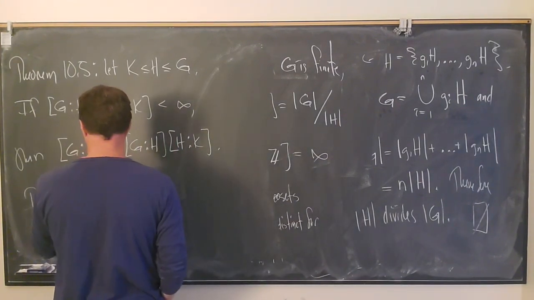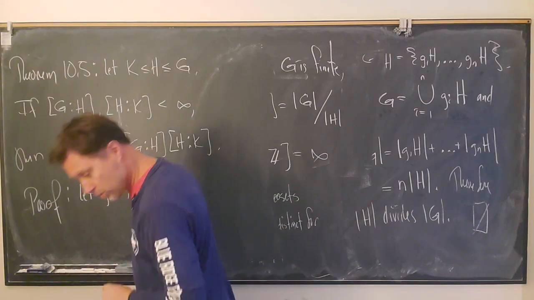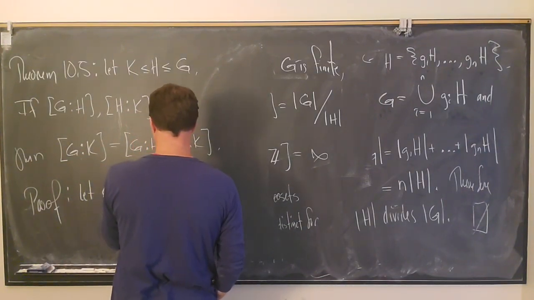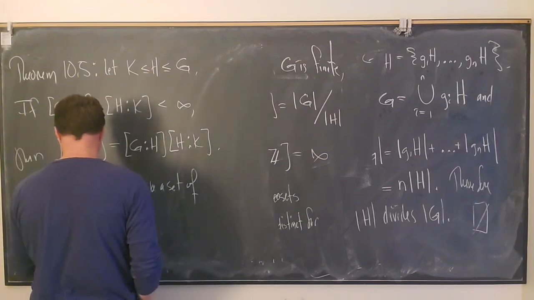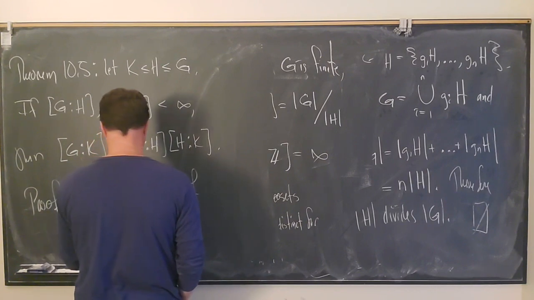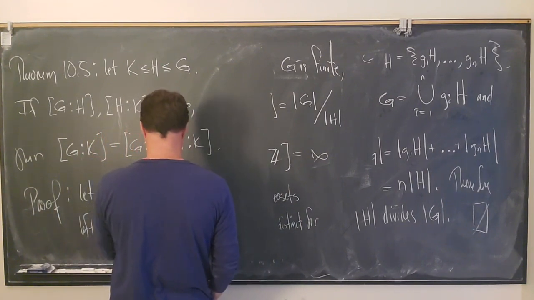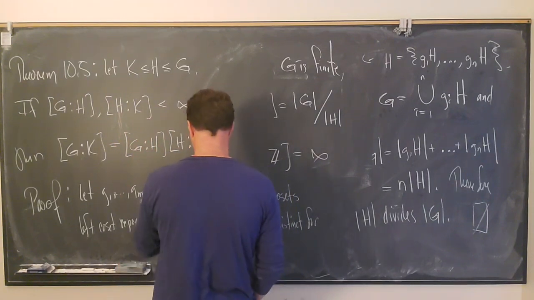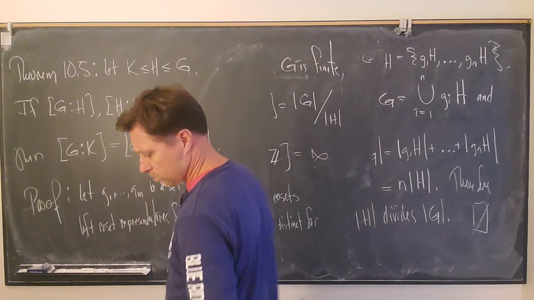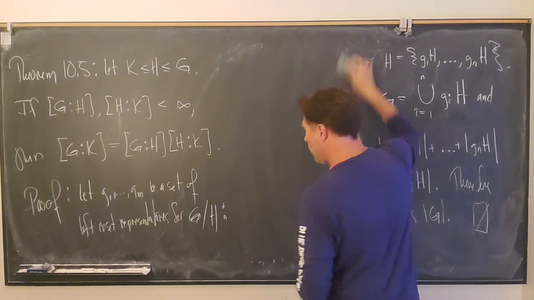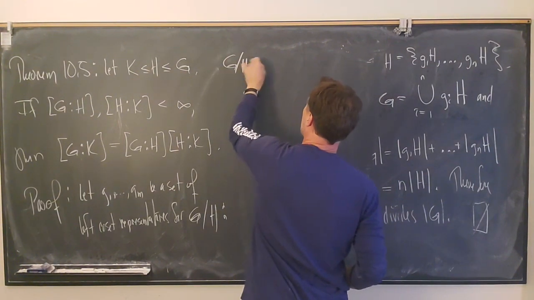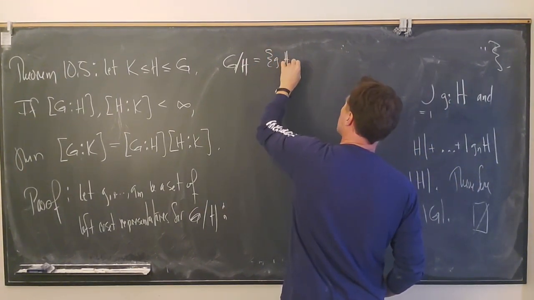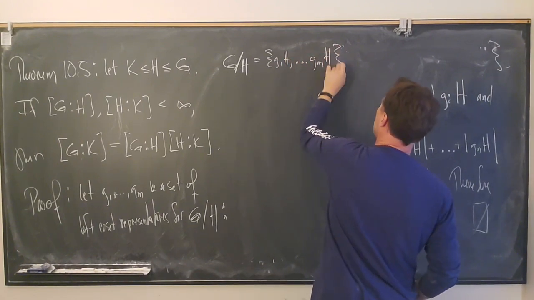So let g1 up through g sub m be a set of left coset representatives for, no, I'm going to do H. So this is for G mod H. Which means then that G mod H is equal to g1 times H up through gm times H.